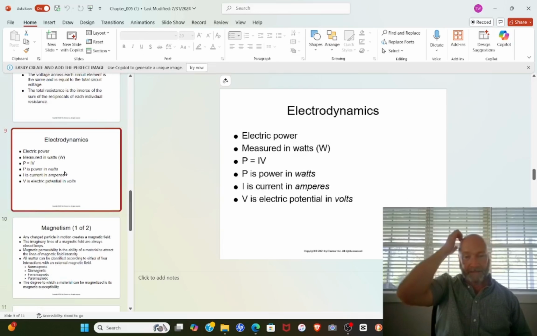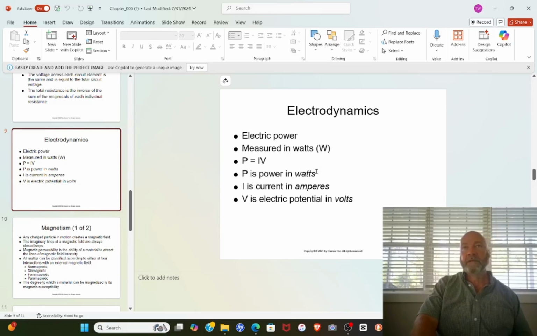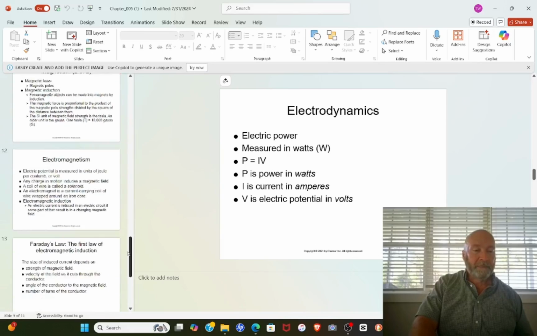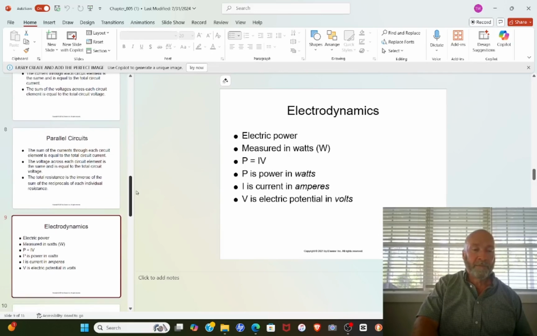So electrodynamics. We're going to talk about electric power, which is just wattage. Power is equal to intensity times voltage. That's current times voltage, current times potential, or amperage times potential. Any way you want to say that. The P is power, and the power is wattage. So that's your electrodynamics, and we'll pick up there with the next lecture. We'll talk about magnetism, and then we'll talk about electromagnetism. We'll talk about all the laws and the experiments and all that sort of stuff.